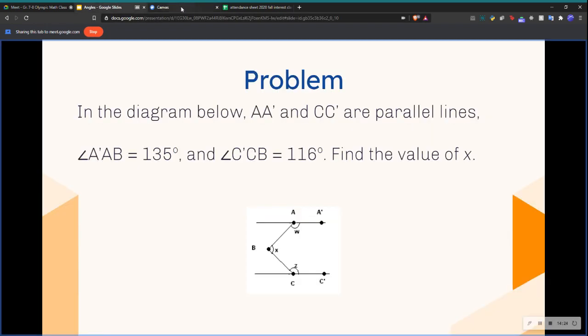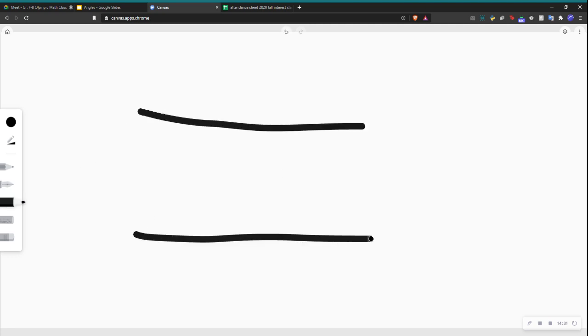So I have time to look at the question. All right, let's draw our parallel lines. Let's do this quickly. All right, there you go. So this was 135. This angle right here is 116. We're trying to.